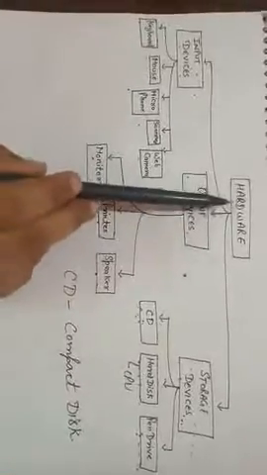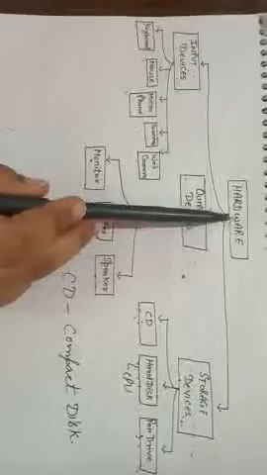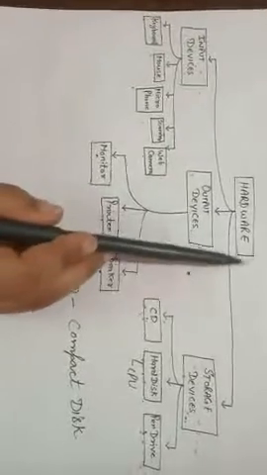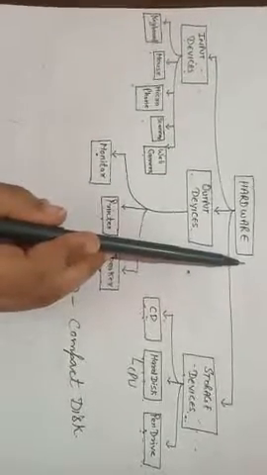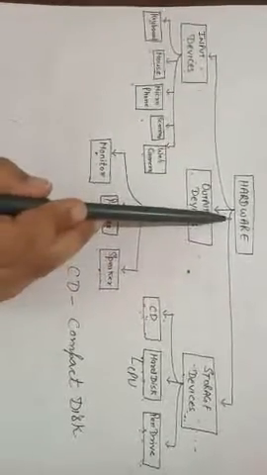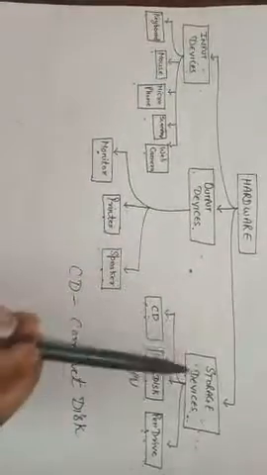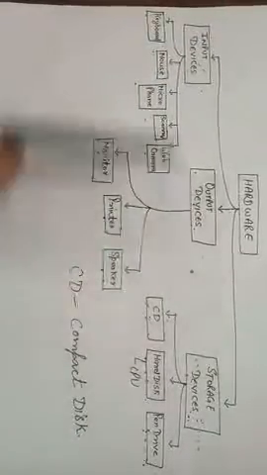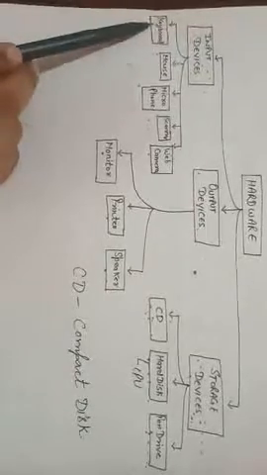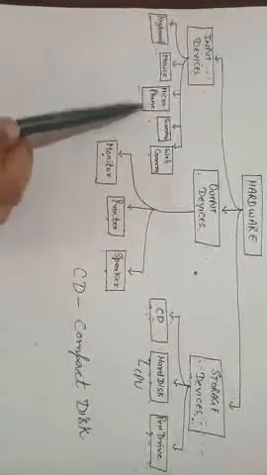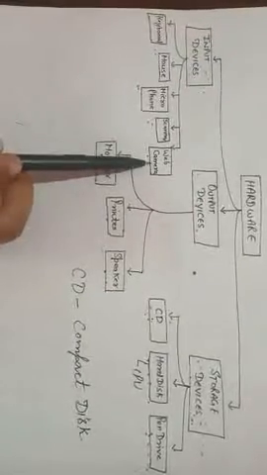Now I am going to explain about hardware. As I said, hardware are the physical parts of the computers which can be seen and touched. It is further categorized into three parts: input devices, output devices and storage devices. Input devices include keyboard, mouse, microphone, scanner and web camera.